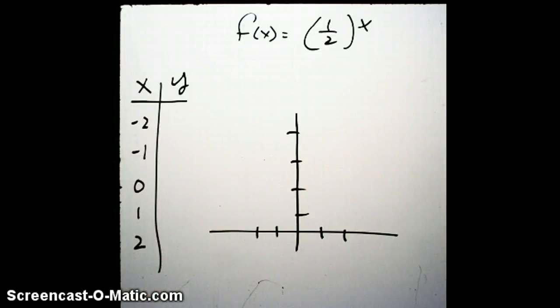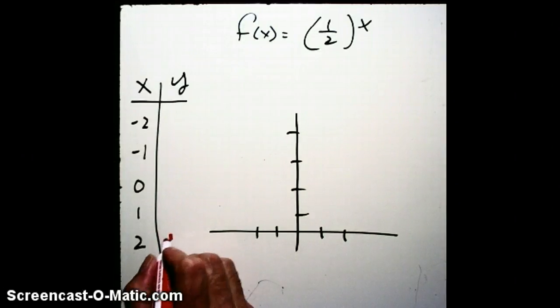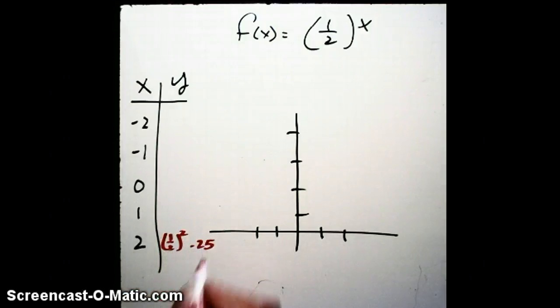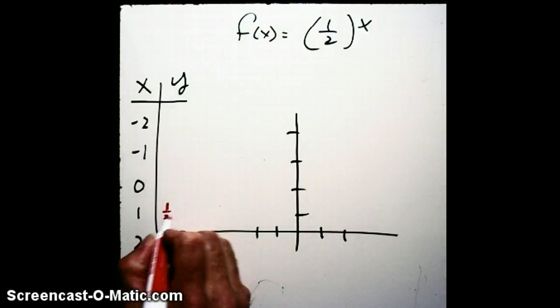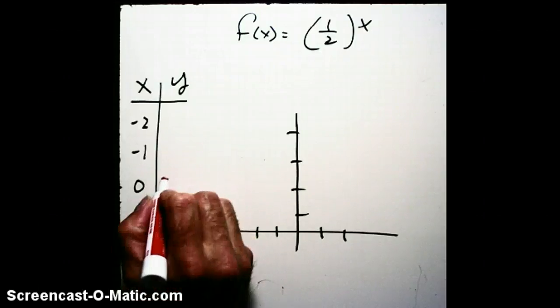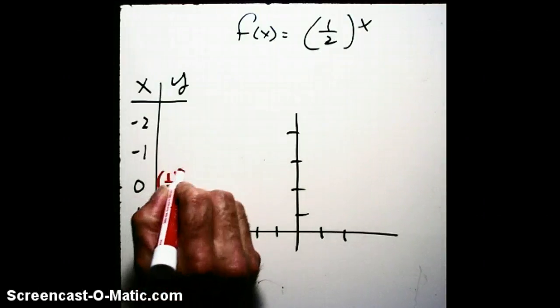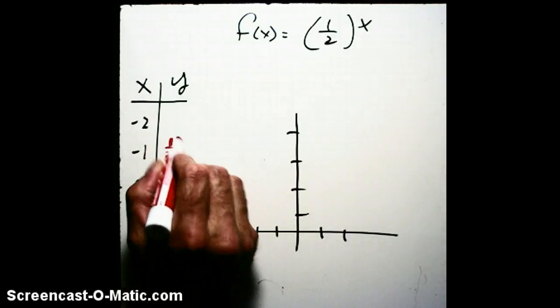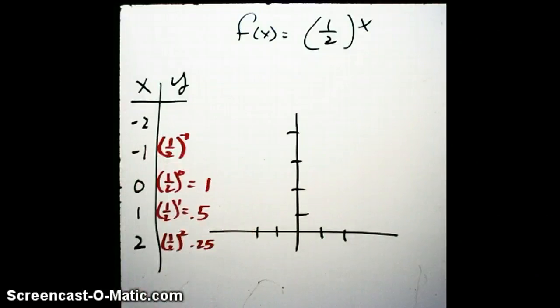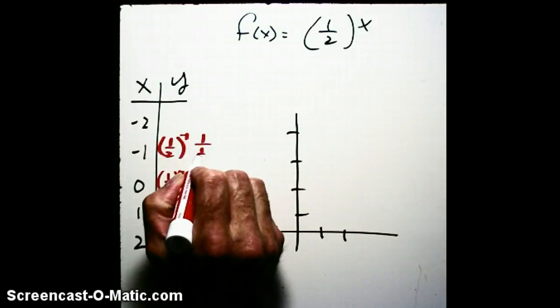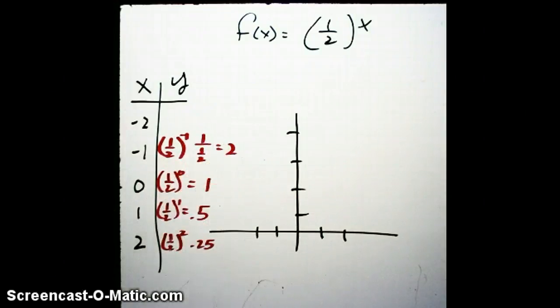Well, 1/2 squared, that's 1/4, which is 0.25. 1/2 to the 1 power is just 1/2, or 0.5. 1/2 to the 0 power, okay, that's 1. Now 1/2 to the negative 1 power, that's just really 1 over 1/2, and we know that is 2.